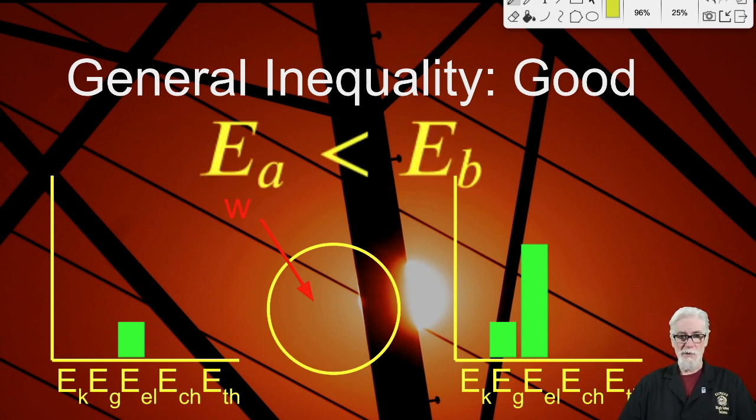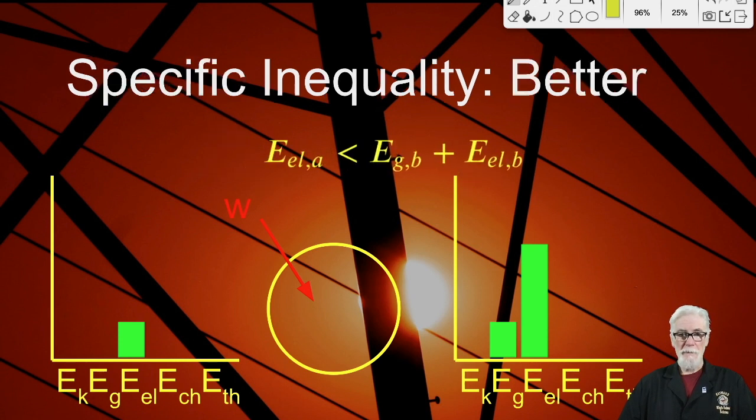One way that we could represent this with symbols is to say that the energy at A, let's call A the start and B the end, is less than the energy at B. That's not false, it's true. So it's good. But we could do better.